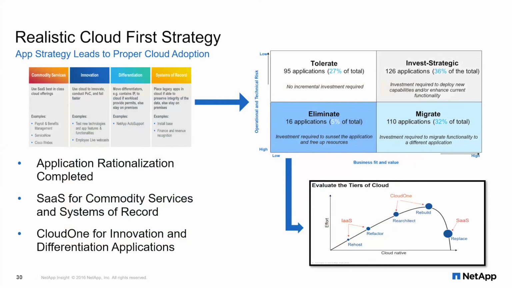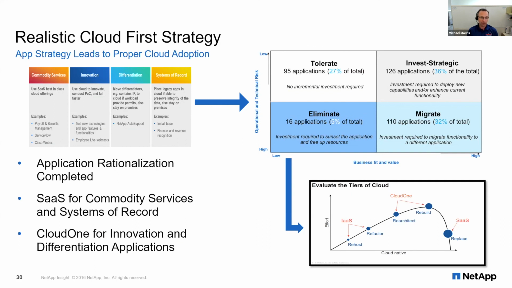Okay, last thing is also the architecture and target state architecture we're trying to achieve mapped into our cloud environment, our hybrid cloud, gives us our cloud first strategy. So we've done the application rationalization, and we know for applications which are providing us commodity services or system of record, we're going to go SaaS. For the applications which provide us innovation or differentiation, we're probably going to have to build those ourselves, and that's where CloudOne comes into play.